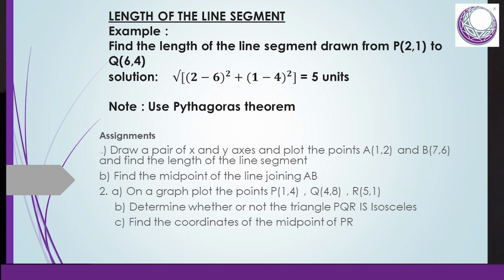Now, I do hope that everyone knows what an isosceles triangle is. The base angles of an isosceles triangle are equal. In other words, it should have two of its sides equal. And then find the coordinates of the midpoint of PR. So, we can try number 1 and number 2, applying our theorem of the length of the line segment, and we should be able to find the length of the line. And don't forget that we are giving our answer in units, not in kilometers or meters.